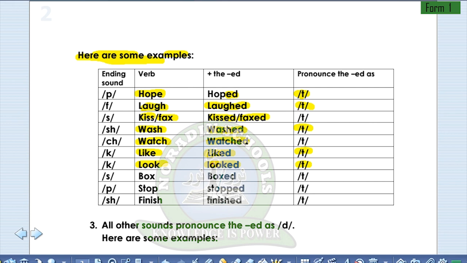Box. As I mentioned earlier, the letter X sounds as S, and the ED is pronounced as T when you have a voiceless sound like X. Pronounce it like box, boxed, boxed, not "box it." We add a T sound at the end, not "it."